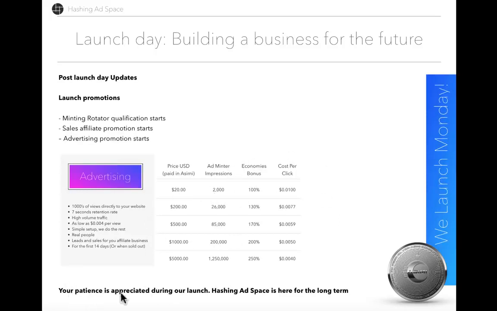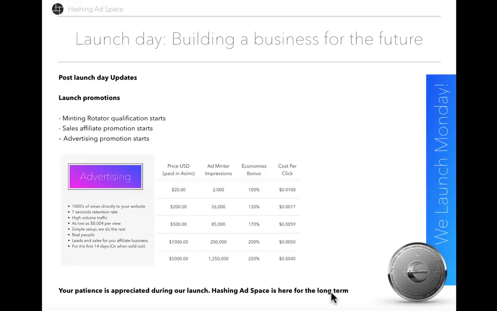Your patience is appreciated during our launch. We are building Hashing Ad Space for the long term. This business is set up for decades to come, and as we're building, as we are growing, I appreciate your patience with any of our technical issues. We are not going anywhere. If there are any technical issues, we are getting them resolved and we are moving forward. I appreciate your understanding with that.